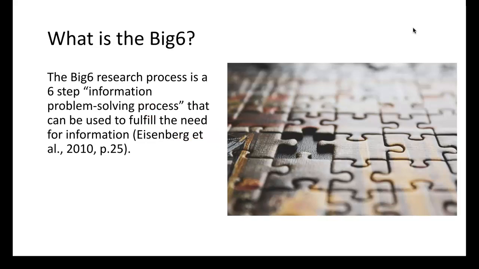So, in simple terms, what is the Big Six? So, the Big Six research process is a 6-step information problem solving process that can be used to fulfill the need for information. And the information problem solving process I pulled from a research article. So, taking up those jumbled up puzzle pieces, the Big Six we can use to help organize our puzzle pieces and subgroup them and arrange them in a way that is going to make sense. And then our final product here is this put together puzzle.